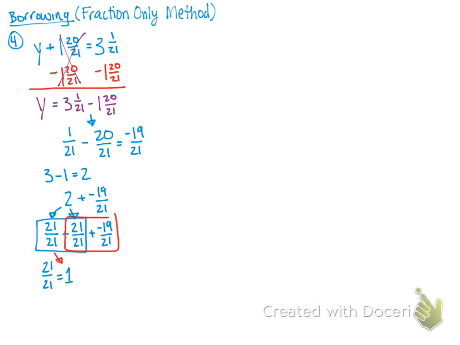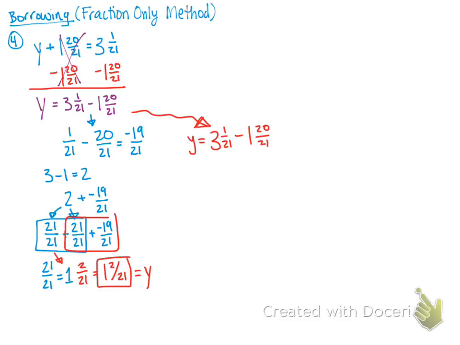Right there. So 21 over 21 is 1, and 21 over 21 is 1, and 1 plus 1 is 2. So we still have 2. We just broke it up into two fractions that when added equal 2. The only thing is that really this 21 over 21 can stay a 1, but we still need to do 21 over 21 plus negative 19 over 21, which is going to give me 2 over 21, which is equal to y, okay?